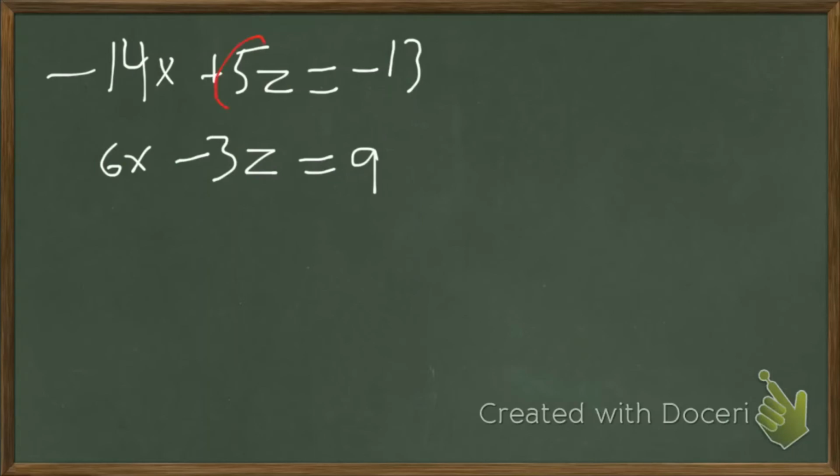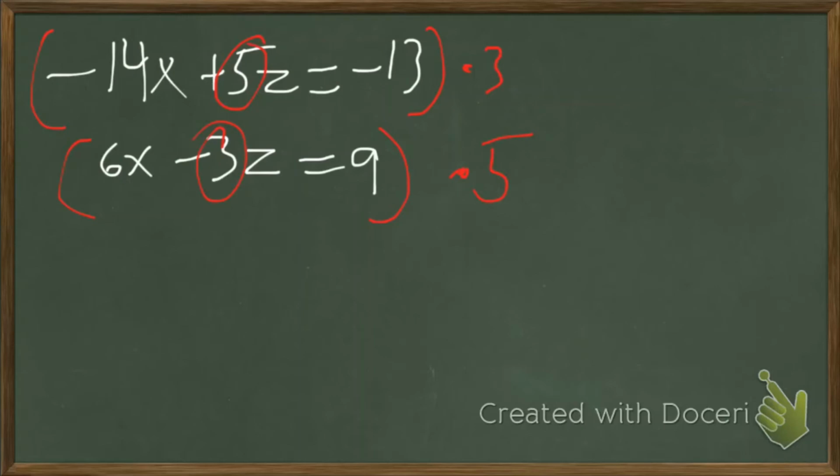So we can see the 5z and negative 3z can be put to a multiple of 15. So we can multiply the top one by 3, and you multiply the bottom by 5. The reason you do that is so you can get the z coefficient to 15, so the z's can cancel out.